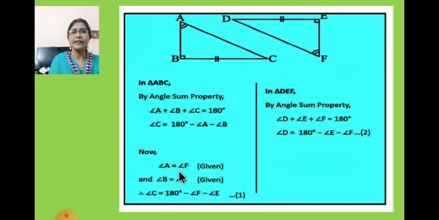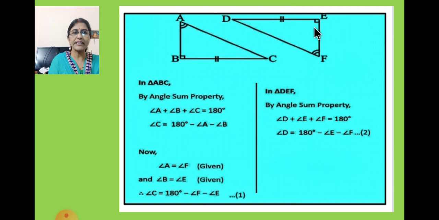So we'll write angle A is equal to angle F, given. Similarly, angle B is equal to angle E, given. So now what we will do, we are going to substitute here. In place of angle A we will write angle F, and in place of angle B we will write angle E. So this equation will become: therefore angle C is equal to 180 degrees minus angle F minus angle E. So this is the first equation.